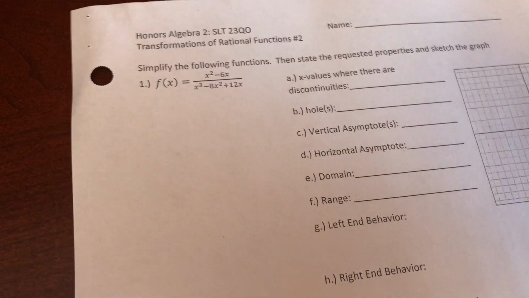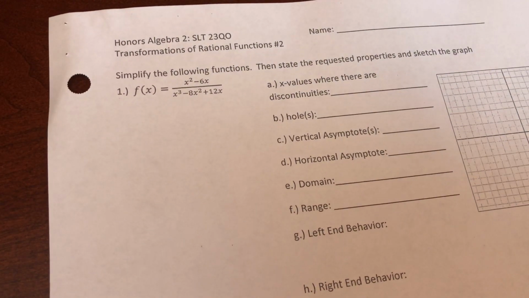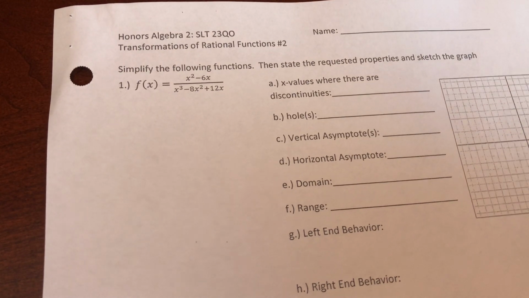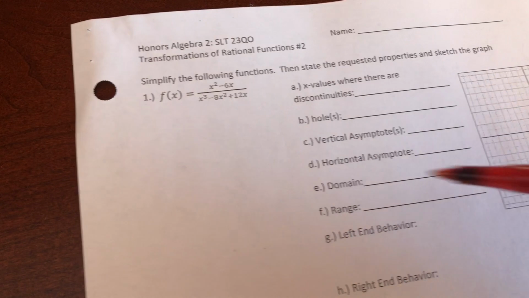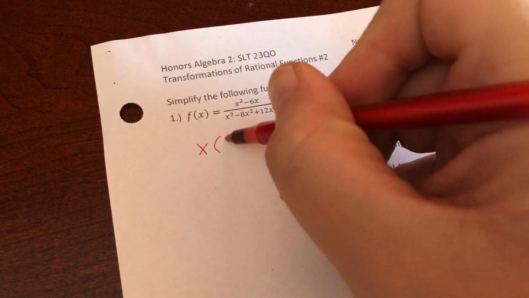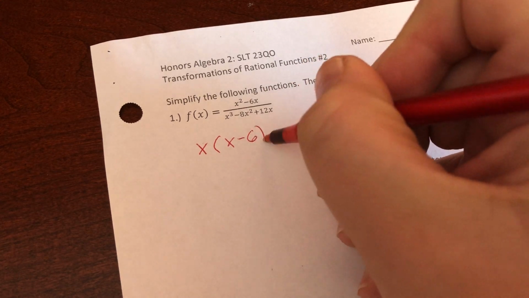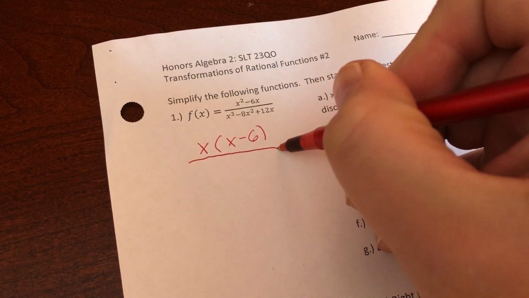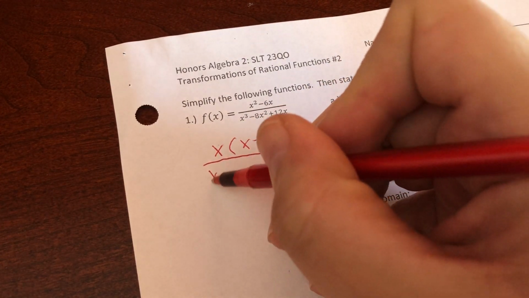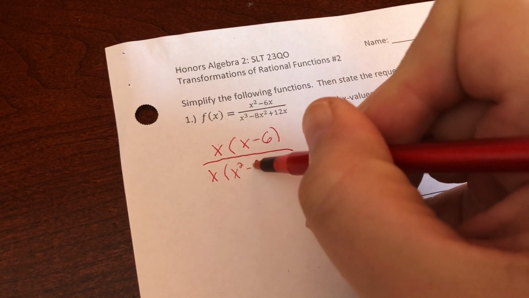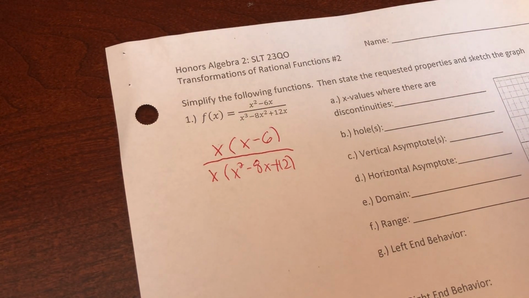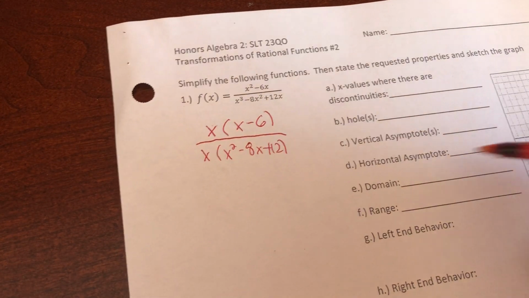All right, here we are at the top here. And what you're always going to do when you start these problems is to simplify completely and factor. So here we have x squared minus 6x in the numerator. So we're going to pull out the GCF of x, and it's going to be x times x minus 6. Then in our denominator, we're going to pull out our GCF of x. And we're going to have x squared minus 8x plus 12. So we're going to keep factoring that denominator because that's a trinomial that can be factored.